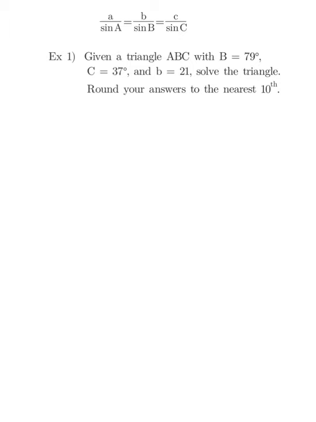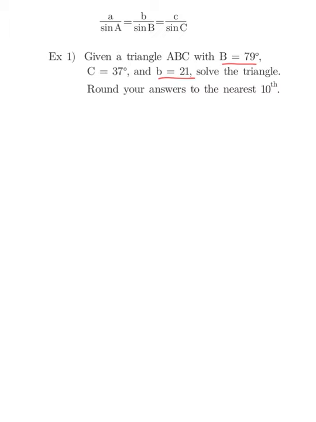In our first example, we are given a triangle ABC with angle B equaling 79 degrees, angle C equaling 37 degrees, and side B equaling 21. We are to solve the triangle. The directions tell us to round the answers to the nearest tenth. When you are doing these problems, you want to make sure that you have a pair of opposites, angle B and side B. We have to have that pair or we cannot use the law of sines.